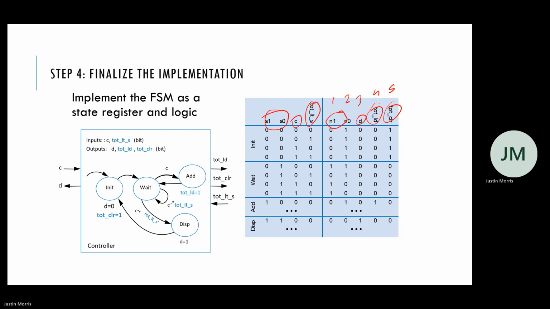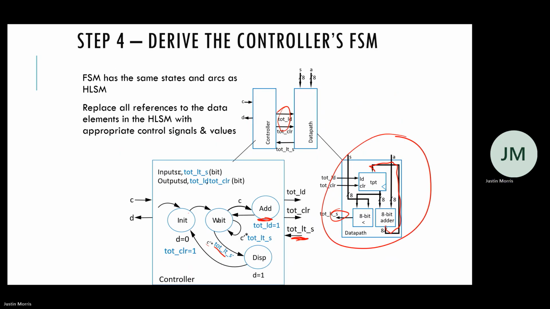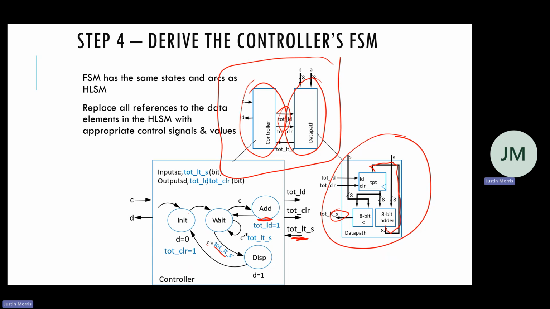Yes. There would be 3 files. So 1 is the data path, right? So you'd create an entity data path. 1 is the finite state machine for the controller. And then the third is top level, connecting them together. And you might have more if you have different designs inside the data path, like the adder.